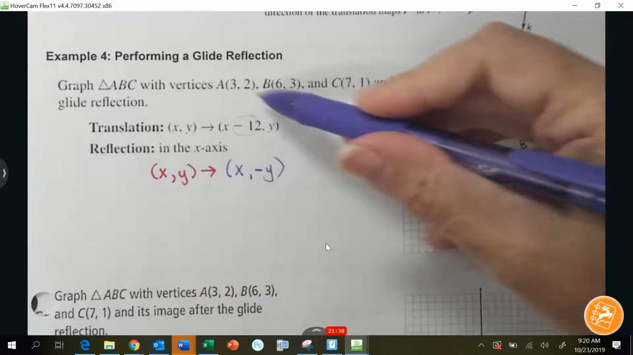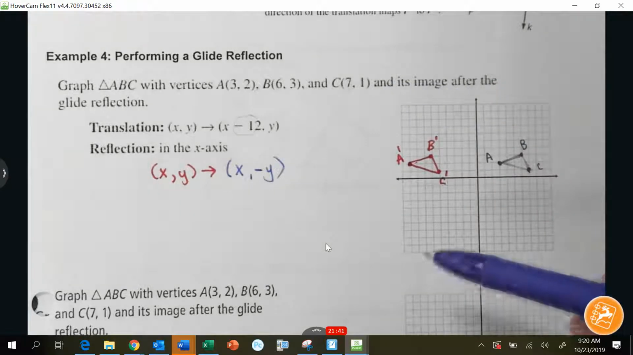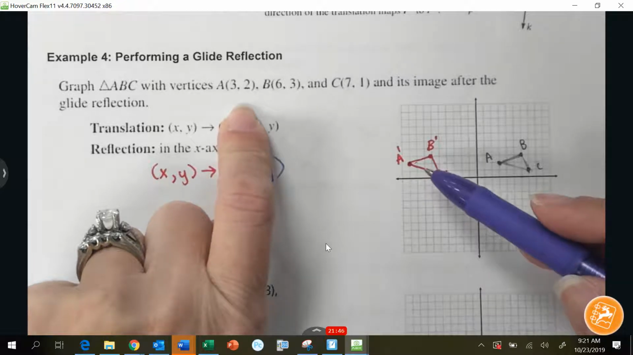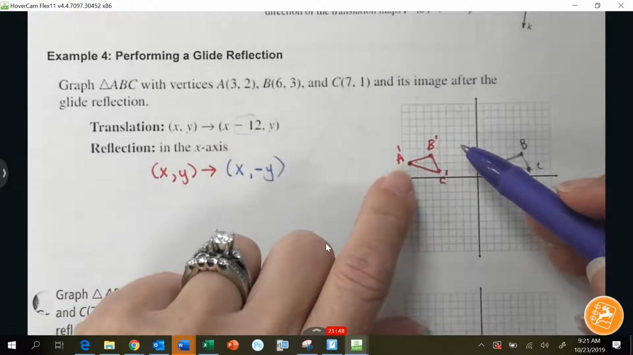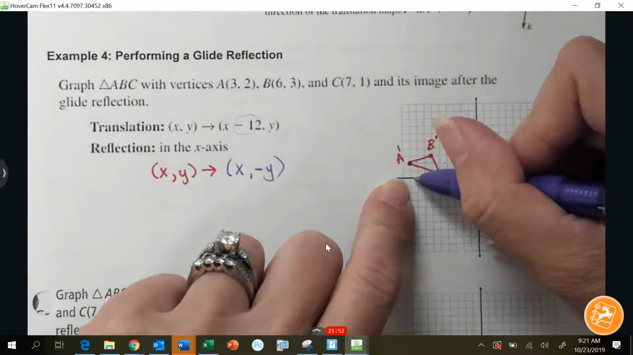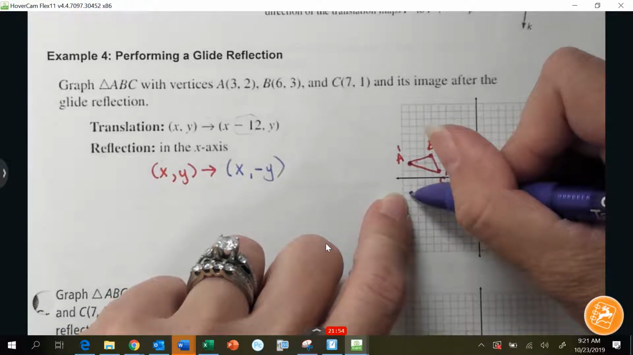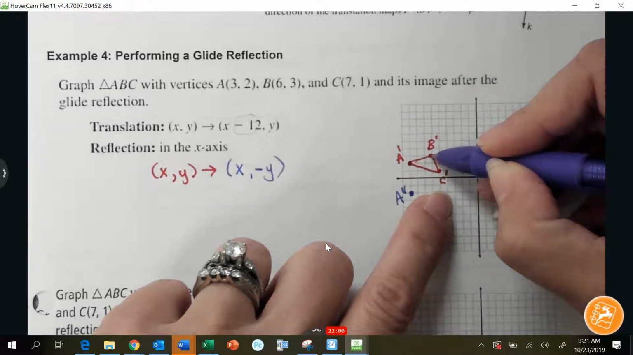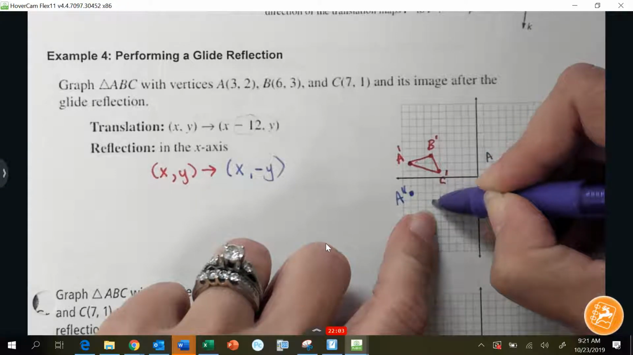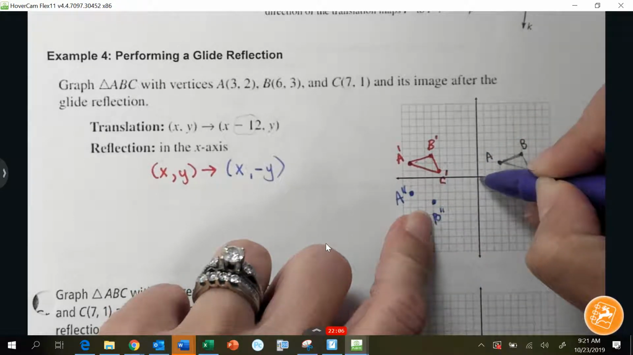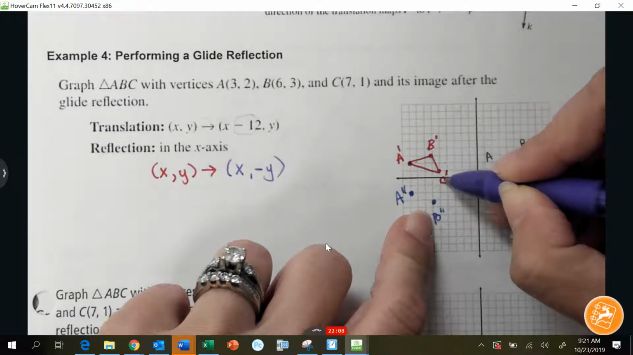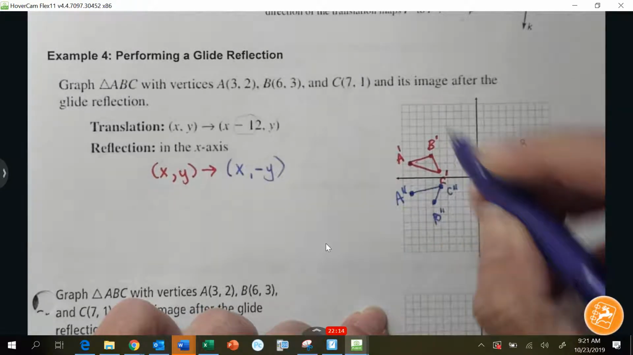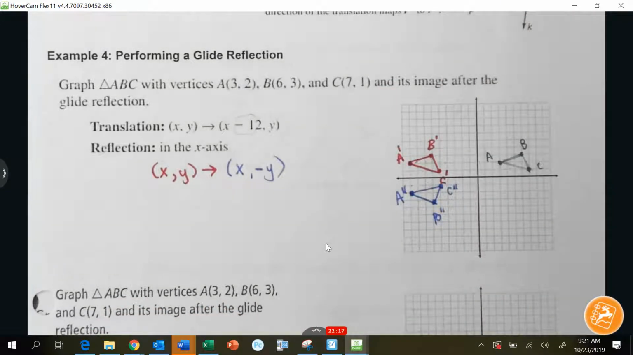So here, where my Y's stayed the same, my X's changed. Now I'm going to keep my same X's and just take the negative version of the Y's. I didn't write down my three ordered pairs for this, but what am I at? Negative 9, 2. I'm now going to be at negative 9, negative 2. Here I was at 6, 3. Now I'm at 6, negative 3. For C, I was at 5, 1. Now I'm at 5, negative 1. That is called a glide reflection.